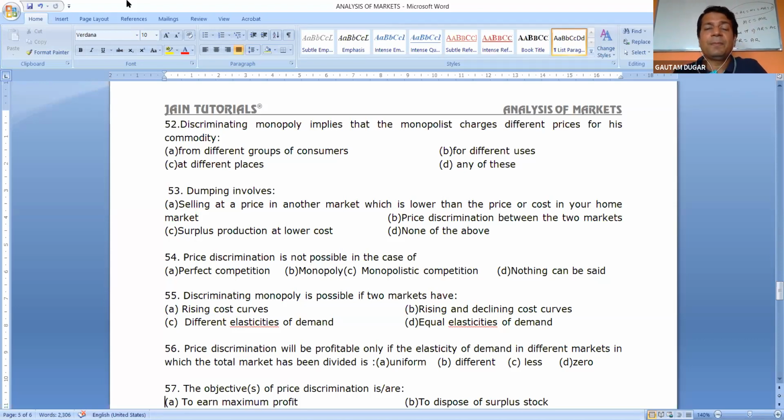Again, price discrimination also talks about dumping. What is dumping? In dumping, what happens?